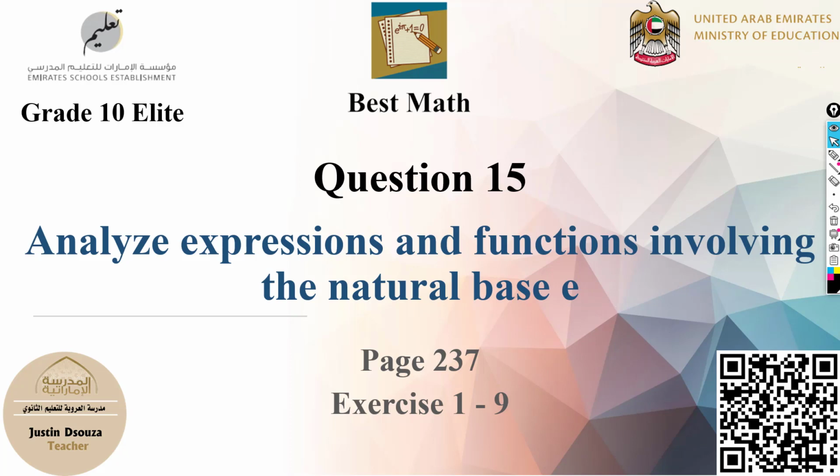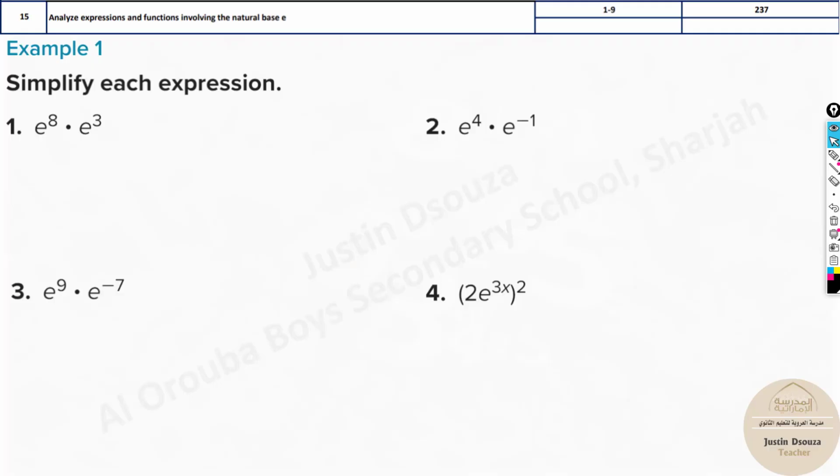Now the last question is to analyze expressions and functions involving natural base e. This is an easy topic just like the question number 14. Here you need to just simplify these exponents. Now you must remember, whenever we have two same bases but different exponents, it's always adding up. So just add them up, it will be 8. 8 plus 3 is 11, so that's it.